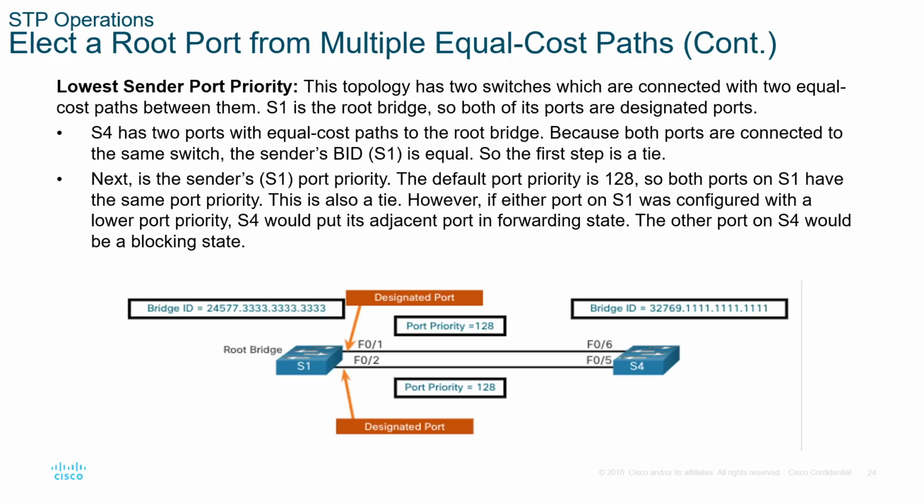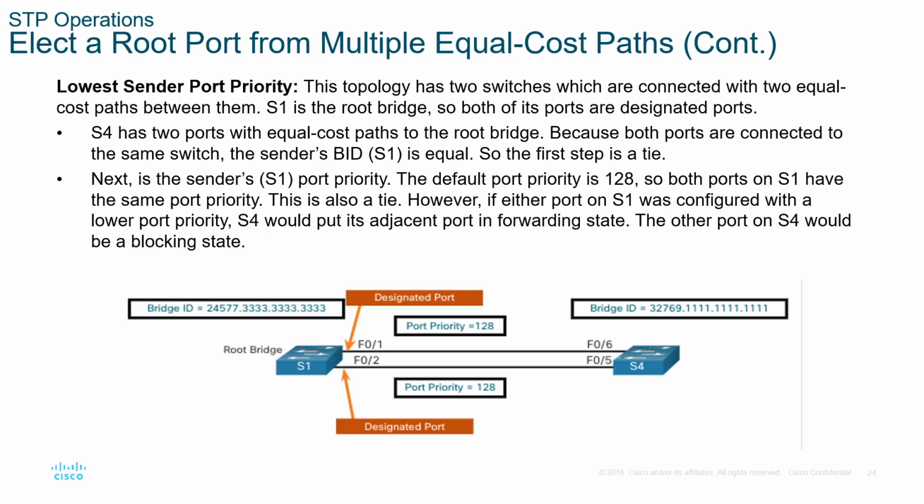Next, the sender's S1 port priority. The default port priority is 128, so both ports on S1 have the same port priority. So this means there's another tie. We need to find another way to determine who's going to be the designated port.